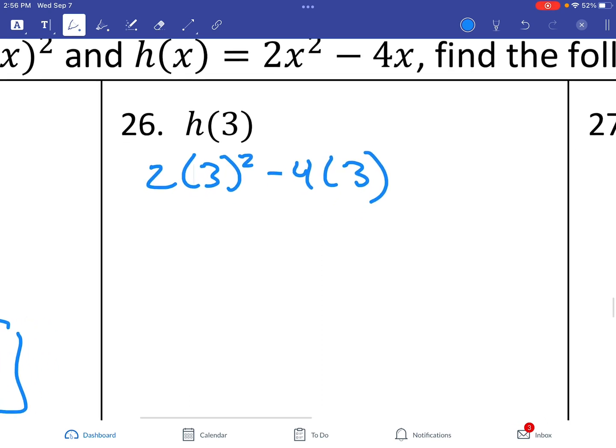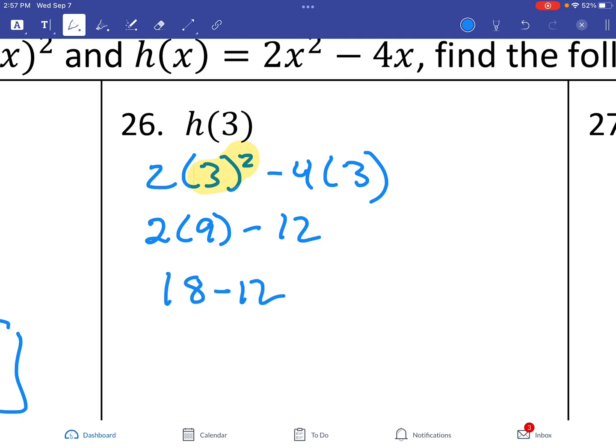All right. First, I have to do the 3 squared, which gives me 2 times 9, minus, I can also do 4 times 3 to get you 12. All right, then 2 times 9 is going to be 18, minus 12, and 18 minus 12 is 6.